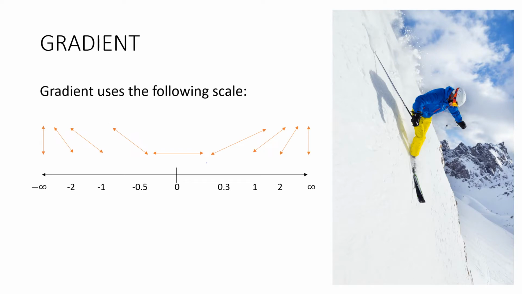Gradient uses the following scale. Remember I said that vertical lines have an infinite gradient. Horizontal lines have a gradient of 0. These are all positive gradients, so they're going upwards as we go from left to right, and they increase in number the steeper they get. And these are all negative gradients. They go downhill as we go from left to right.